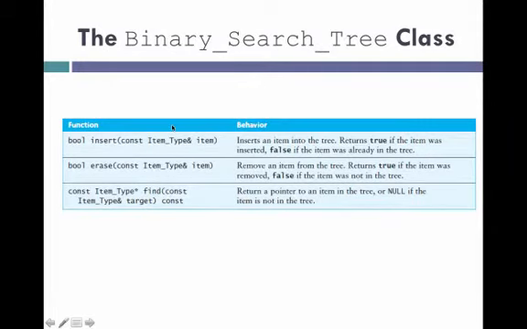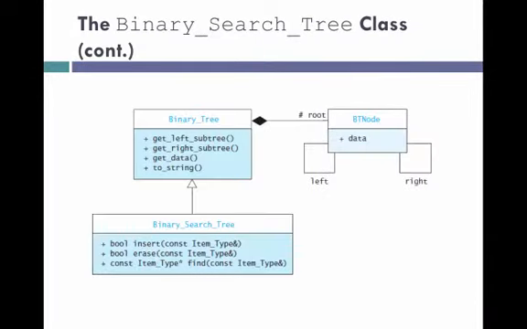So for the binary search tree class, here are some functions. We'll have an insert and an erase function to add and remove items from the tree, and then we'll have a find function where we'll look for a target, and it will return a pointer to that item if it's found, null otherwise. Here are some UML diagrams showing the binary tree class with the following public methods to get the left and right subtrees, get the data, and do a toString.